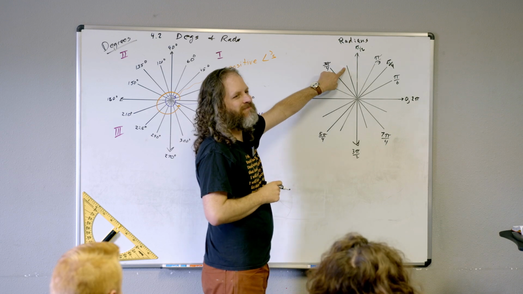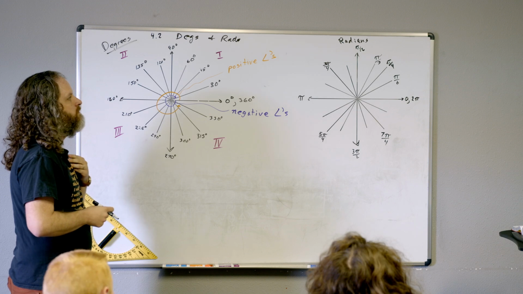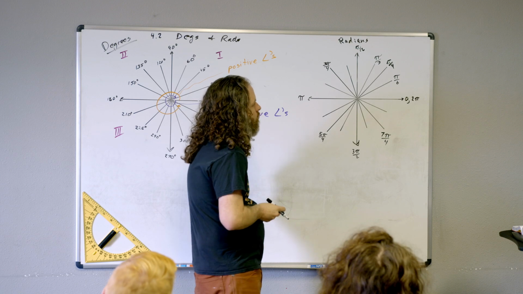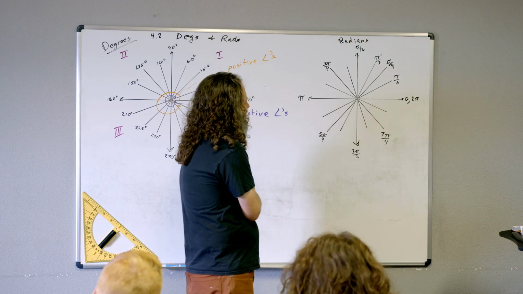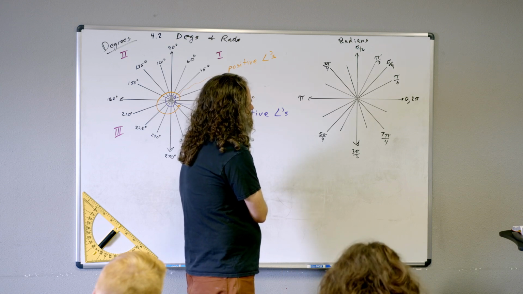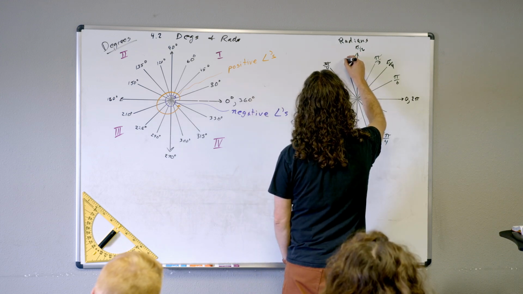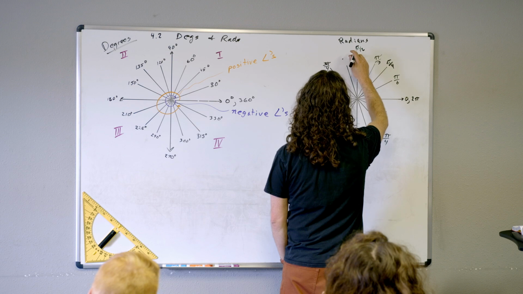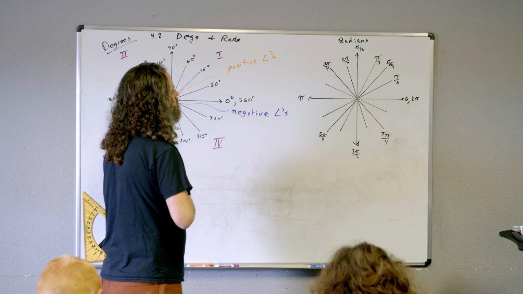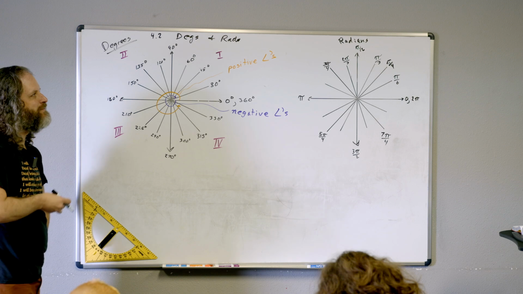So what's this one going to be? Oh no, that's not 90. That's 120. That's more than a half. It's 2/3, so it's going to be 2 pi over 3. Then the next would be 5 pi over 3. Okay. And then what would the next one be?